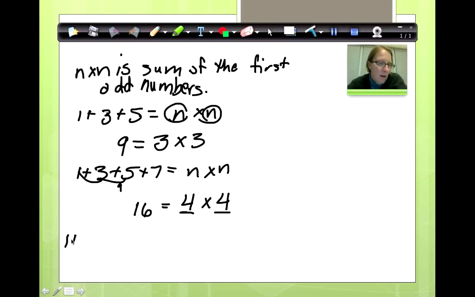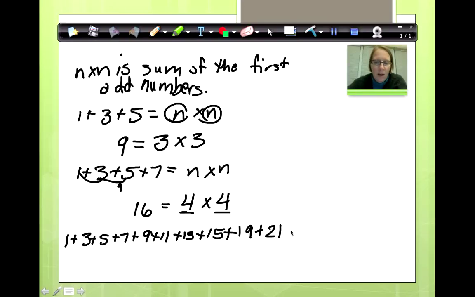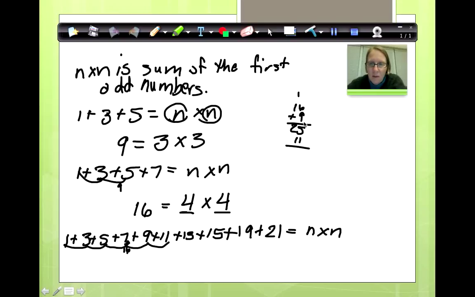1 plus 3 plus 5 plus 7 plus 9 plus 11 plus 13 plus 15 plus 19 plus 21 equals n times n. Okay, what do we have? 4, and 5 is 9, 16. 16 plus 9. I'm just going to do it up here real quick. Do your plus sign so you don't forget. 15. So this one's 25. 25 plus 11, what is that? 36. Okay, this is 36.